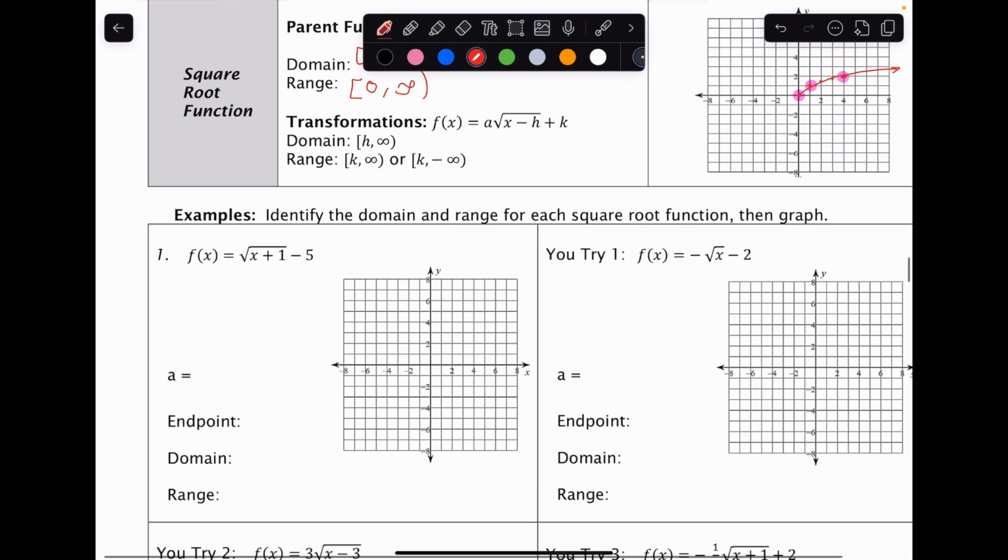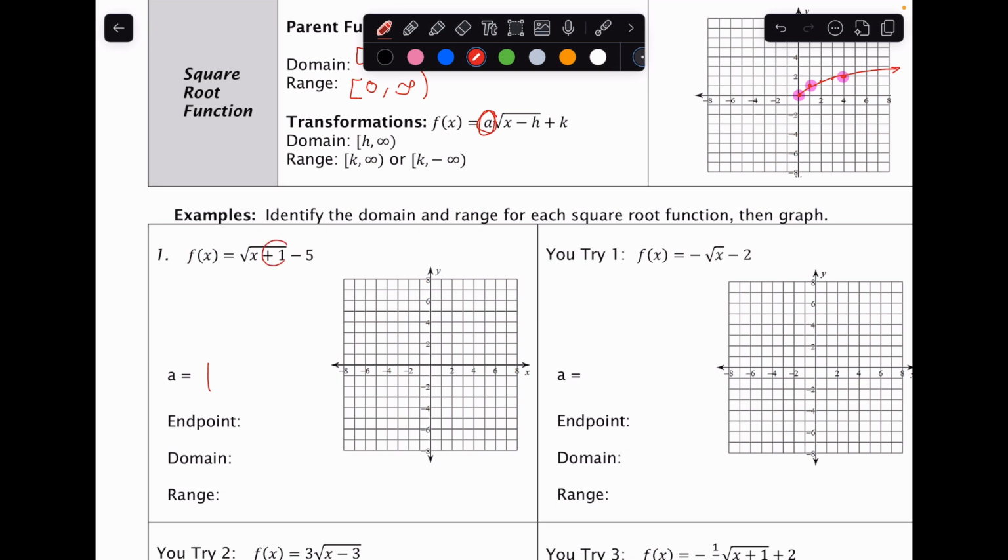First off, it's asking what our a value is. If you look, the a value is the number out in front here. So our a value is just 1. That means we don't have a stretch, we don't have a compression, and we are not reflecting because it's just positive 1. Now, our endpoint, that's our starting point, right?